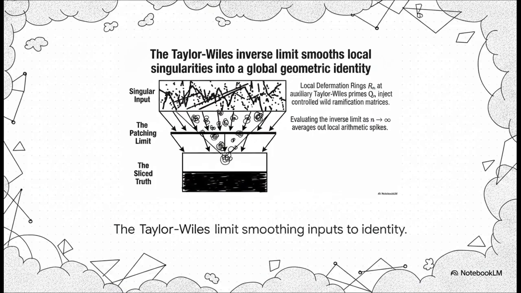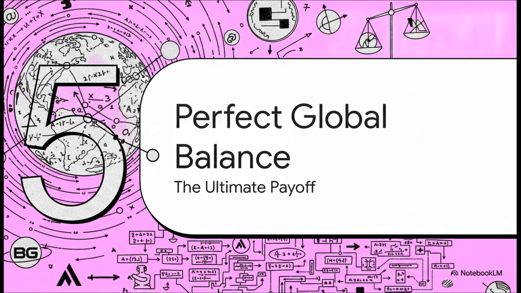Notice how the singular input at the top starts out jagged and chaotic, but as n approaches infinity, we literally average out those local spikes. By modding out the regularization, we're left with what we call the sliced truth at the bottom, a perfectly flat, stable global geometric identity. And that leads us to our final stop, part 5, the perfect global balance.